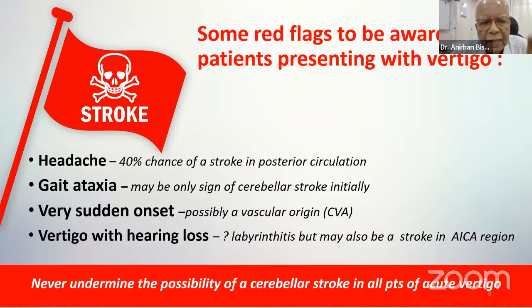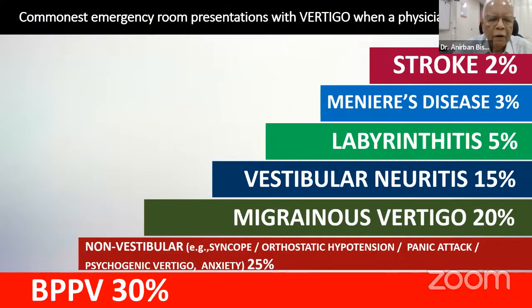Keep that in mind. If there is headache, if there is gait ataxia, if there is very sudden onset, or if there is vertigo with hearing loss, remember it can be a cerebellar stroke, and so be extremely careful when seeing that patient. Now, what are the common causes? Common emergency causes by which a physician is called in. A patient is having acute vertigo, what can be the causes?